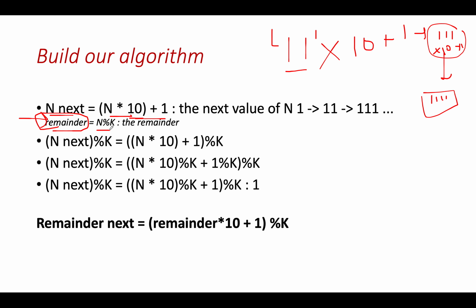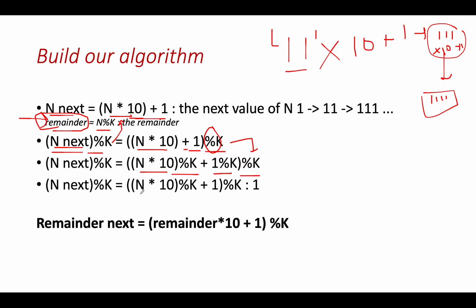We are interested in generating the next possible value of remainder for n next, and let's see how we can mathematically formalize it. So n next modulus k turns out to be equal to n into 10 plus 1. We have replaced n next using the formula that we just derived here. So what do we get? We get n into 10 plus 1 modulus k. Let's split the modulus operation across this plus sign, and what do we get? n into 10 modulus k plus 1 modulus k, modulus k. So this is the formula that I have used here to split it across the plus sign.